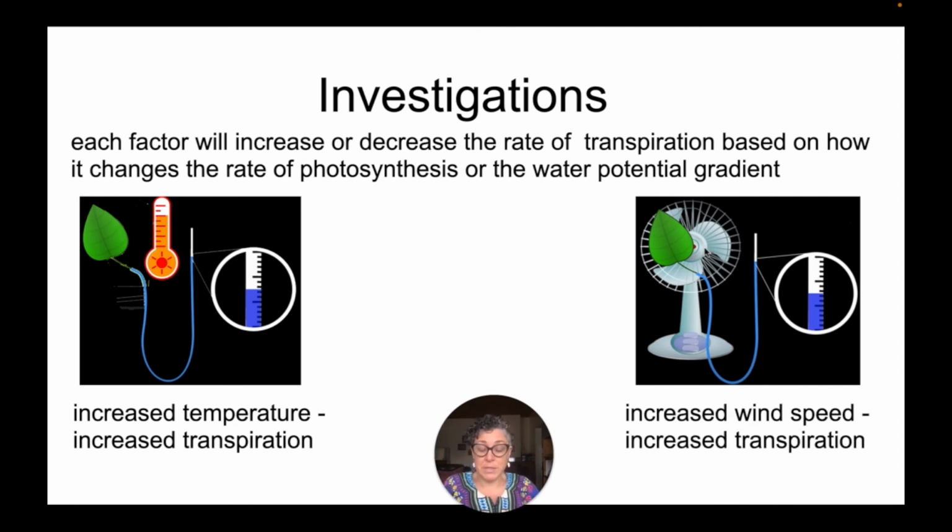As we increase wind speed, we also will see an increase in transpiration. This is because what happens is, as the wind blows past the leaf, it's blowing the water molecules that have diffused out of the leaf away, leaving a potential gradient that is lower outside of the leaf. So water molecules are going to want to move outside of the leaf much faster because of the potential gradient. So therefore, when you increase the wind speed, you will increase transpiration. And the converse of this is also true. If you decrease the wind speed, then you decrease transpiration.